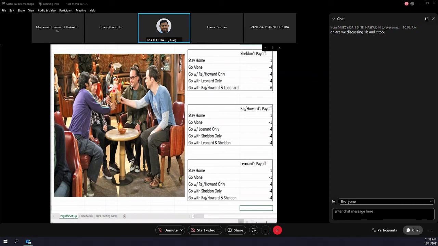3x3 game. I will give around 2 minutes, then we can start to have a discussion.